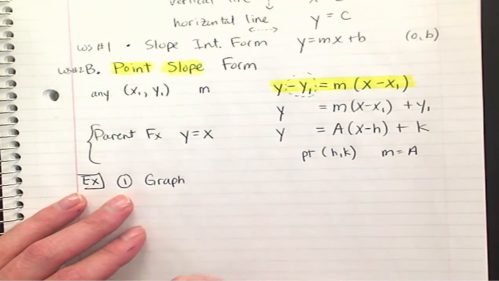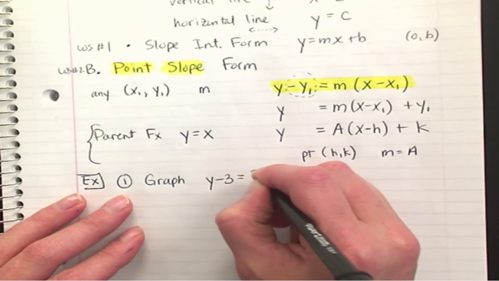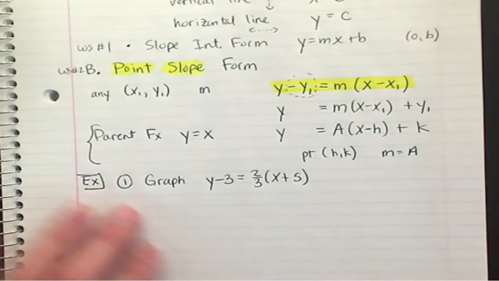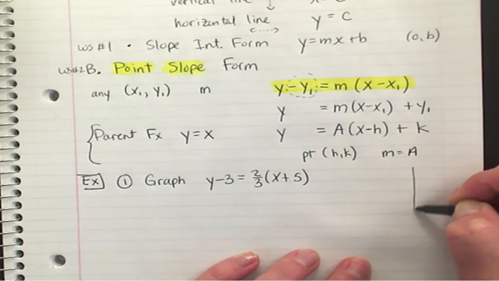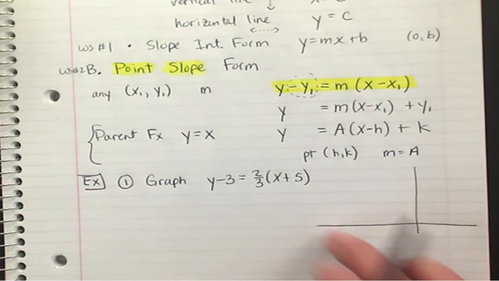Graph y minus 3 equals 2/3 x plus 5. And we don't need a graph square. We're just going to label our points. Mostly quadrant 2, I believe.